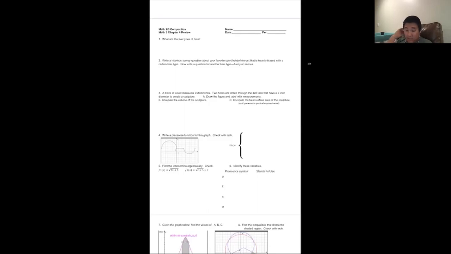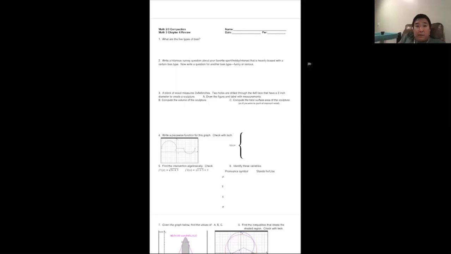Draw an example of each distribution. Well, bimodal, skewed right, skewed left, normal with small standard deviation. It's very narrow. Normal with a large standard deviation like this. There's your chapter 2.